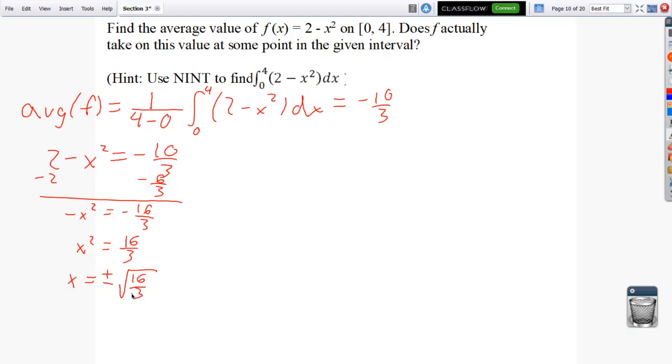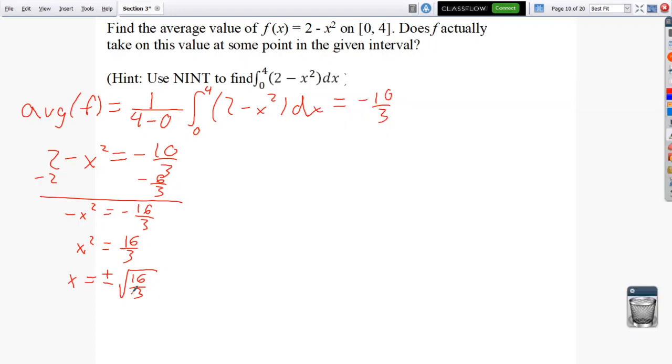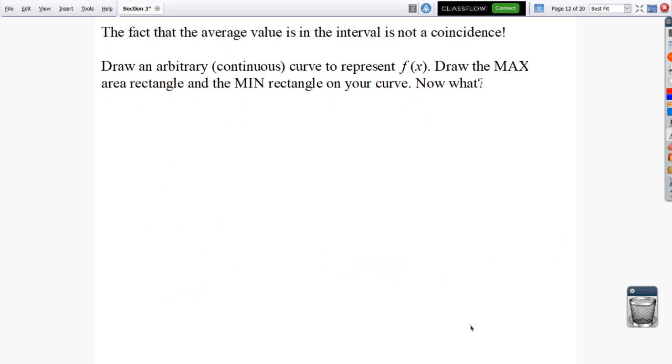I believe the positive one is between 0 and 4. Just to double check, I can whip out my calculator here real quick and just see what is the square root of 16 thirds. 2.309. Yeah, that's definitely between 0 and 4. But is that just like coincidence, or does that happen every single time? Well, let's take a look. By the way, here you can see 4 root 3 over 3 is on the interval from 0 to 4.